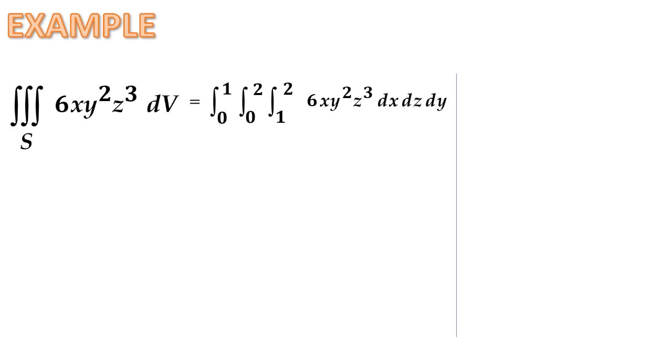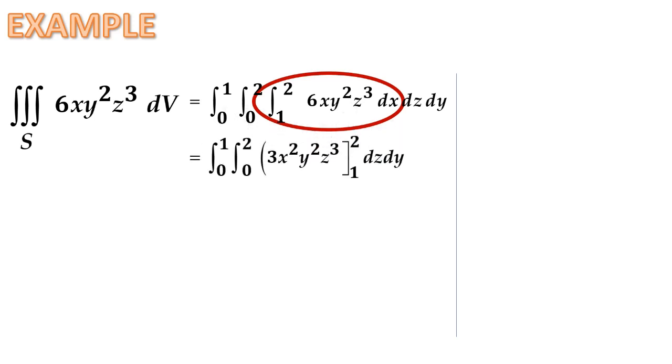At this point, we are now ready to evaluate the triple integral using the obtained iterated integral. We start with the innermost integral, hence we evaluate first with respect to x. That means the other variables present will be considered as constants. Using the basic rule of integration, we get 3x squared y squared z cubed. Further evaluated from 1 to 2, we will get 9y squared z cubed.